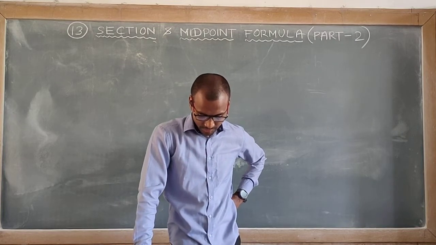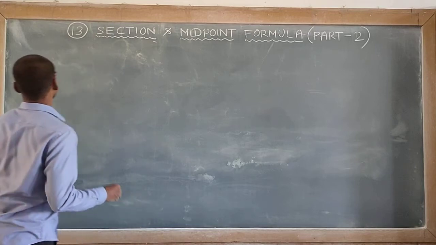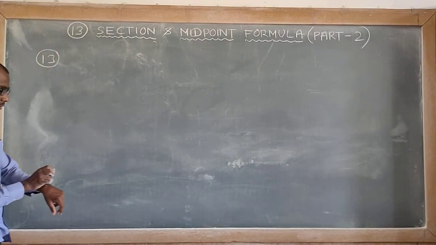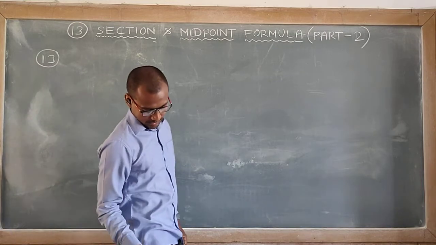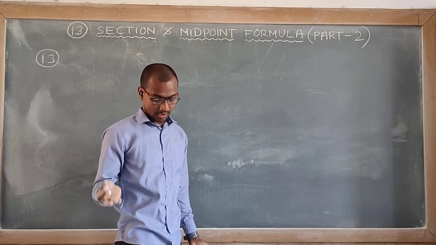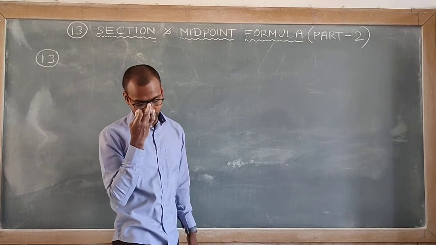Next, question number 13. Prove that the points A, B, C are the vertices of an isosceles right triangle.